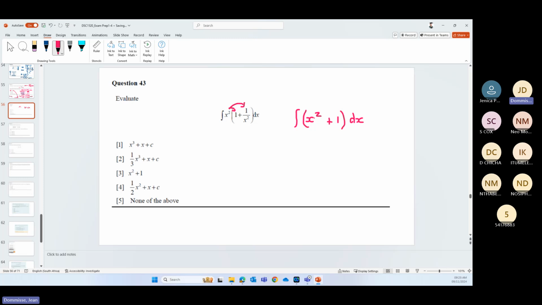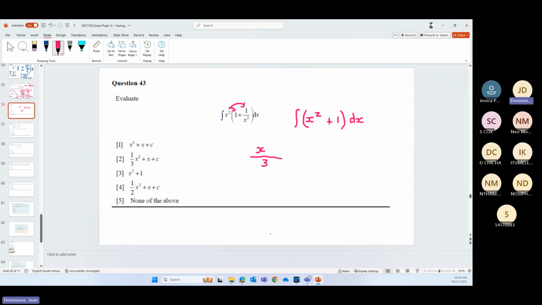So now we follow the integration rules. So x to the power of 2, so we know what we need to do is say we plus 1, and then we will divide by whatever is there at the top. So x to the power of 3 divided by 3.